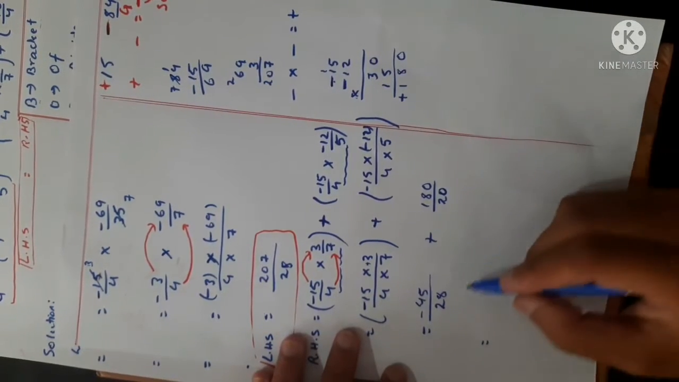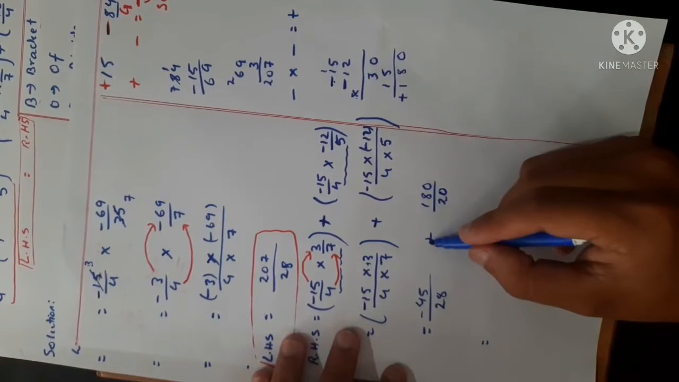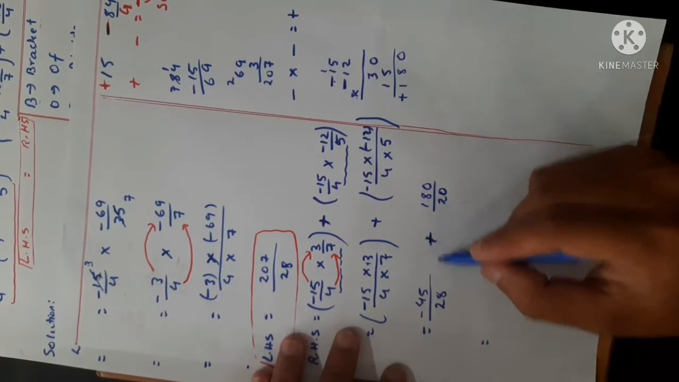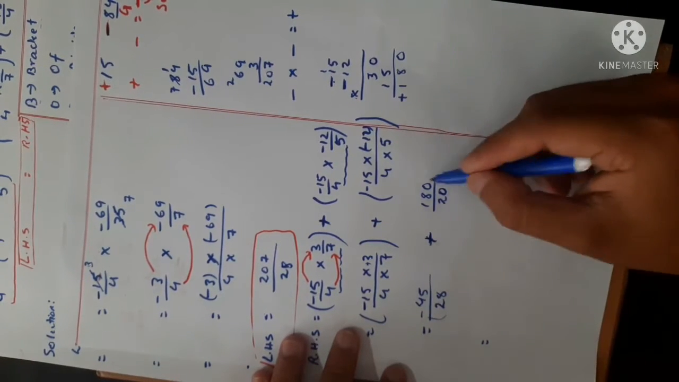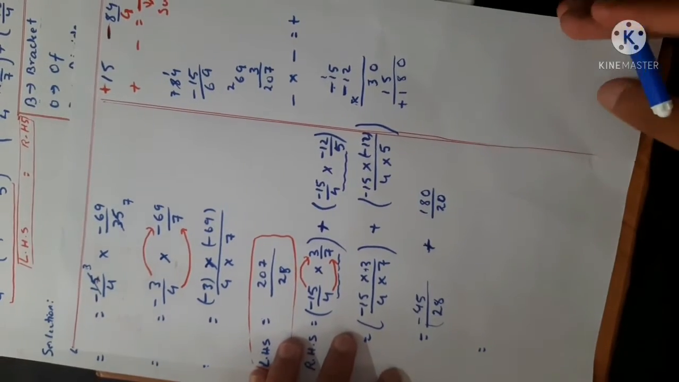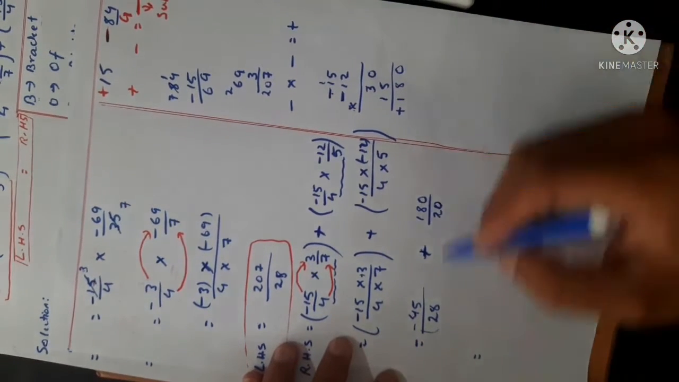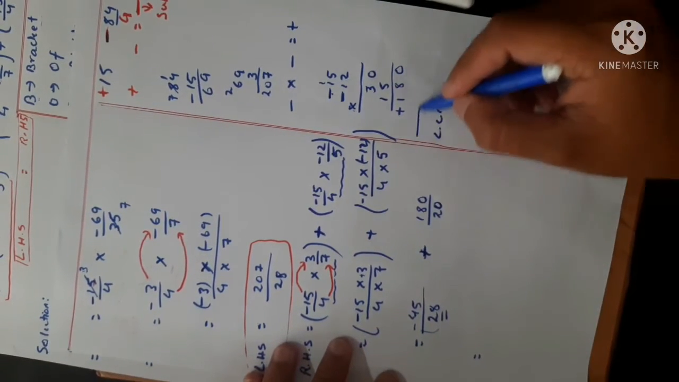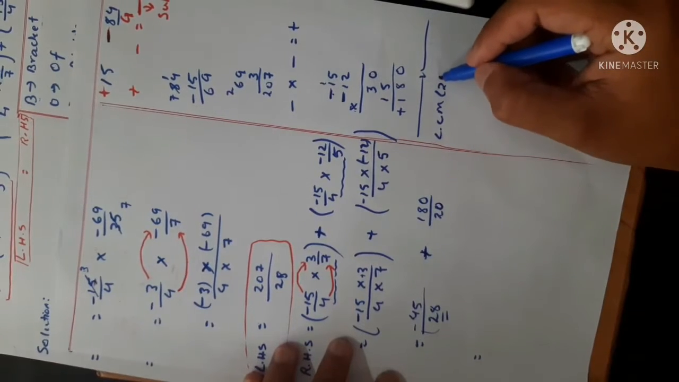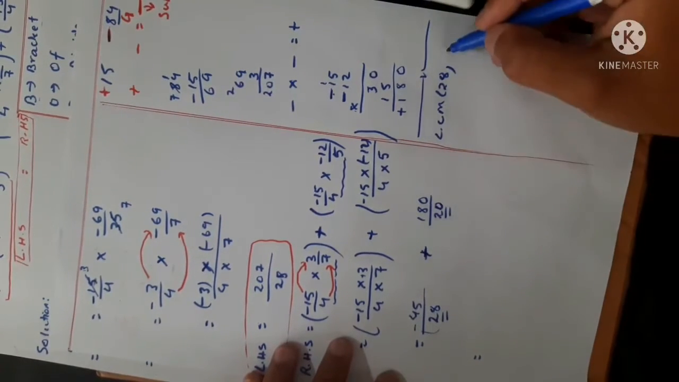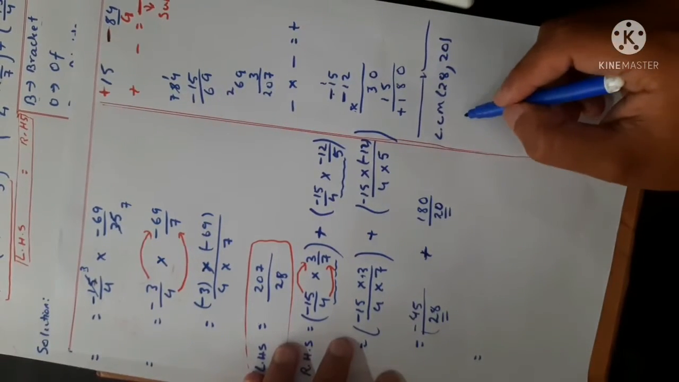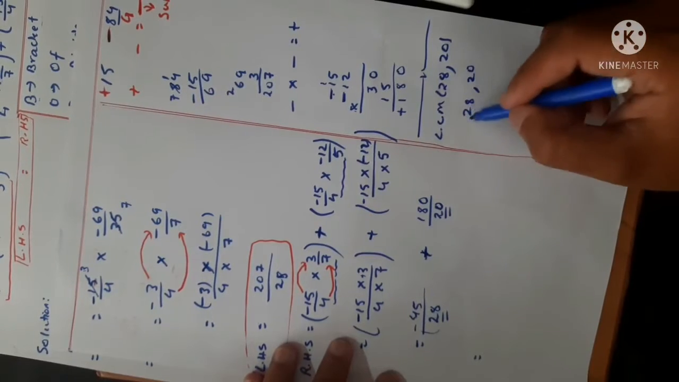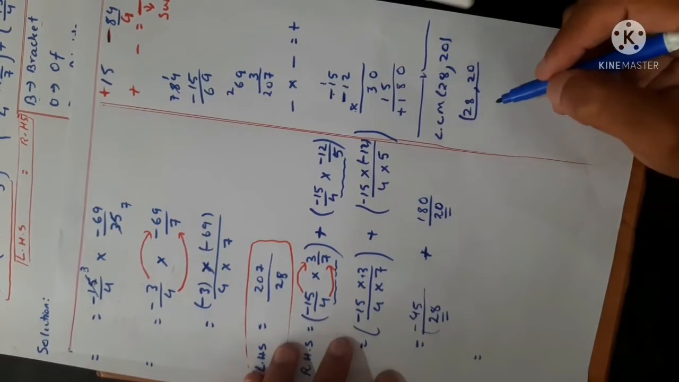So now what do we find that else we have to add here, isn't it? This is a plus sign, so we have to add these two rational numbers. So again, we have to find the LCM of the denominators, 28 and 20. Remember, always write the least number first.